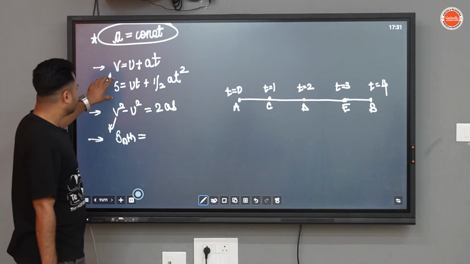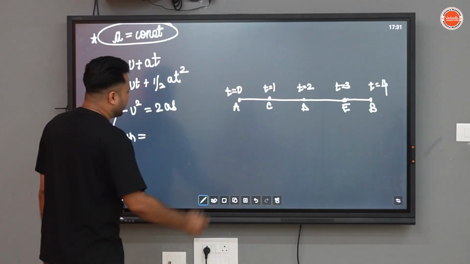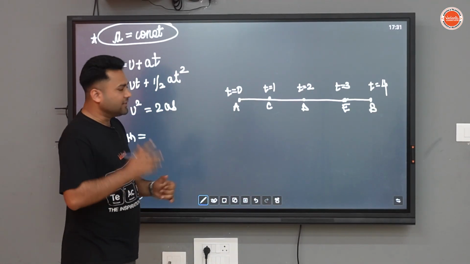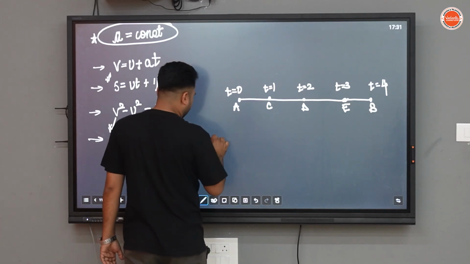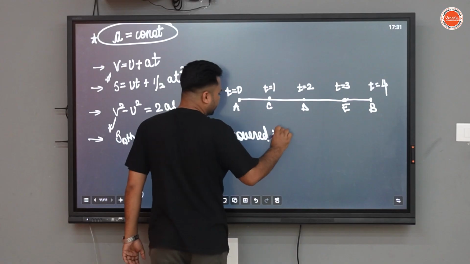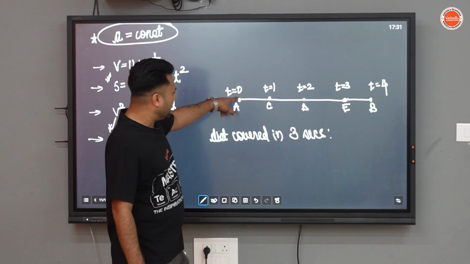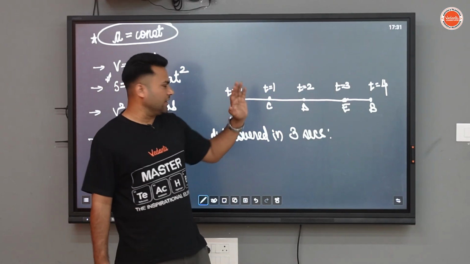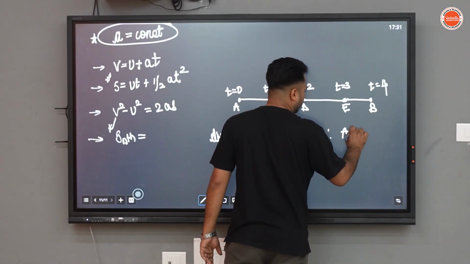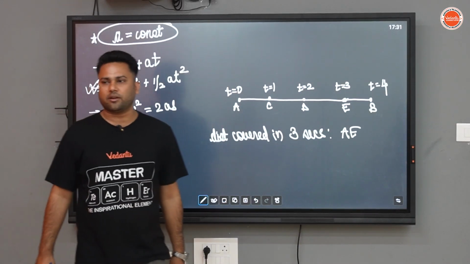Now this distance S equals to ut plus half at square. This is the total distance. Like if they ask how much distance the body covers in 3 seconds, distance covered in 3 seconds, the answer will be A to E. Total distance, how much you have covered in 3 seconds? So A to E. So our answer will be A, E. And we will use this formula, S equals to ut plus half at square.